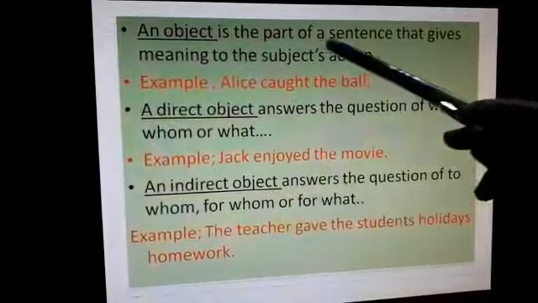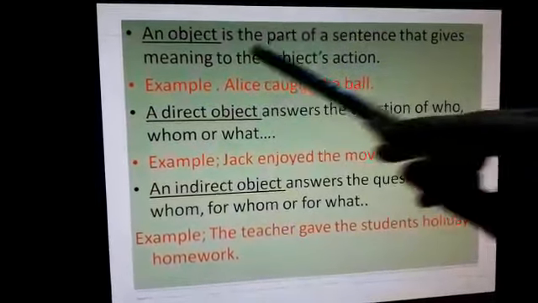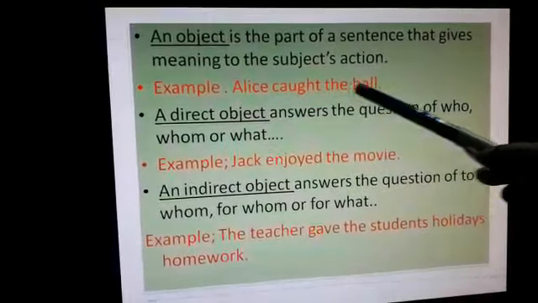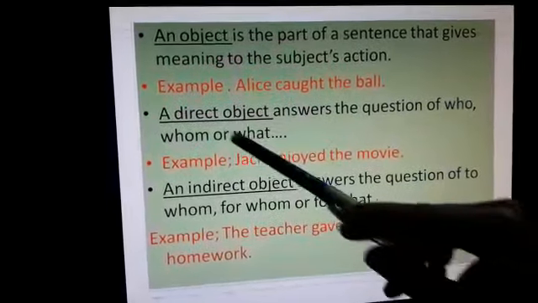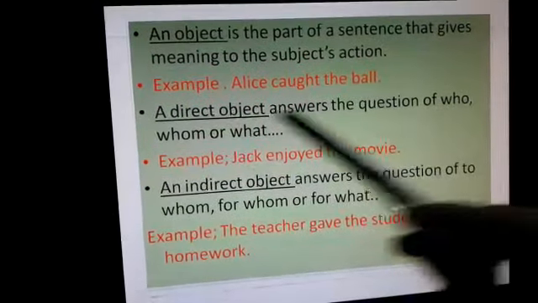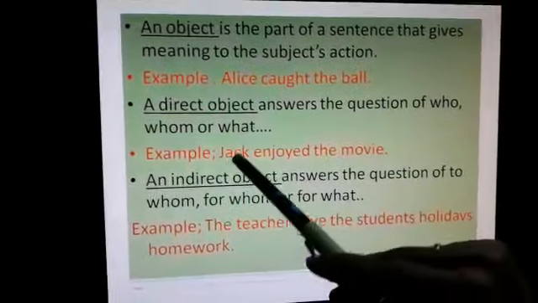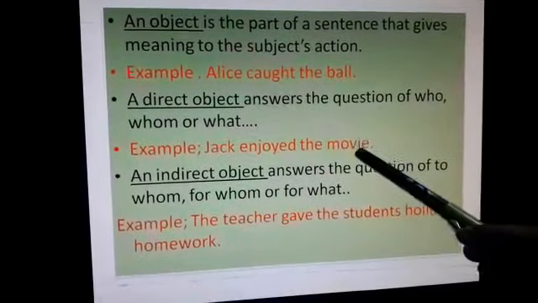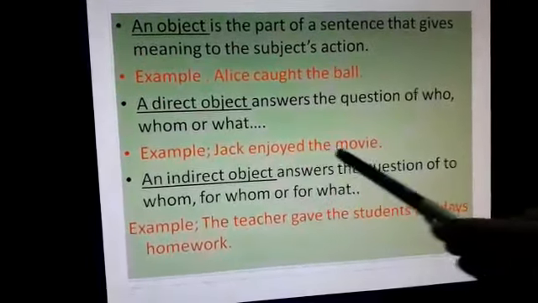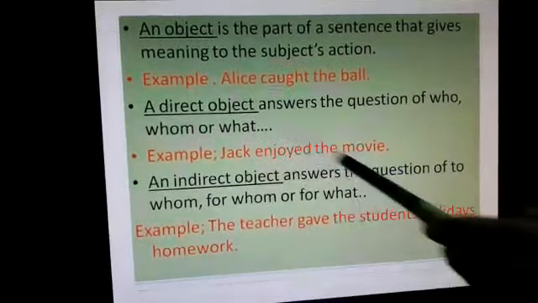An object is the part of a sentence that gives meaning to the subject's action. Example, Alice caught the ball. A direct object answers the question of who, whom or what. Example, Jack enjoyed the movie. What did Jack enjoy? Jack enjoyed the movie. This answers the question what.